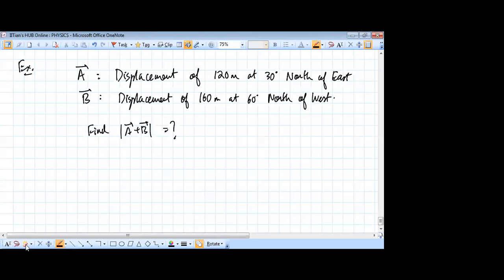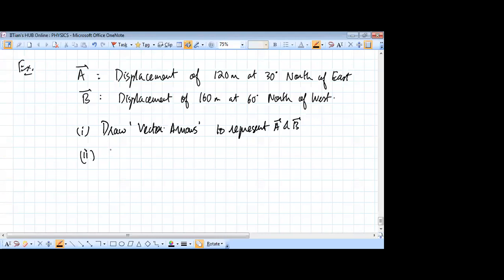In fact, do one thing first. Before finding the magnitude, draw vector arrows to represent A and B. Then find the magnitude of A plus B from the vector triangle of vector A and B. Okay, just try this out, people.